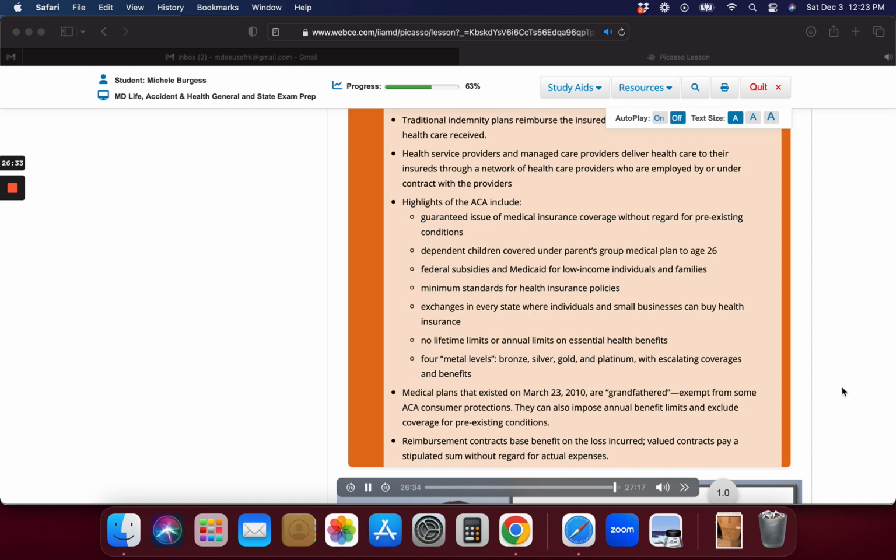No lifetime limits or annual limits on essential health benefits. Four metal levels, bronze, silver, gold, and platinum, with escalating coverages and benefits. Medical plans that existed on March 23, 2010, are grandfathered, exempt from some ACA consumer protections. They can also impose annual benefit limits and exclude coverage for pre-existing conditions.